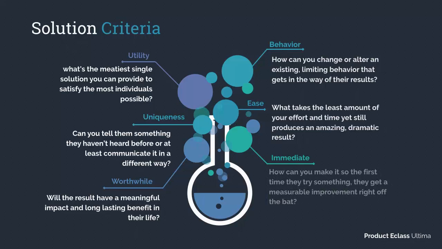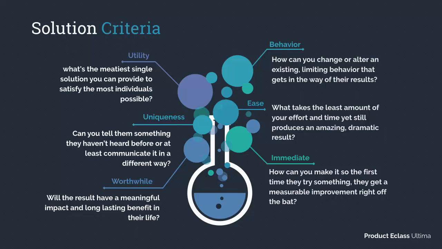Lastly, here's the last criteria, immediate. How can you make it so the very first time they try it, they get some sort of measurable improvement right off the bat? So even if they don't experience more than a small fraction of the total lesson, or even if they don't understand more than a small fraction, when the first time they go and attempt to put it into action, can you give them some sort of positive measurable result? These are all criteria to consider in your solution.